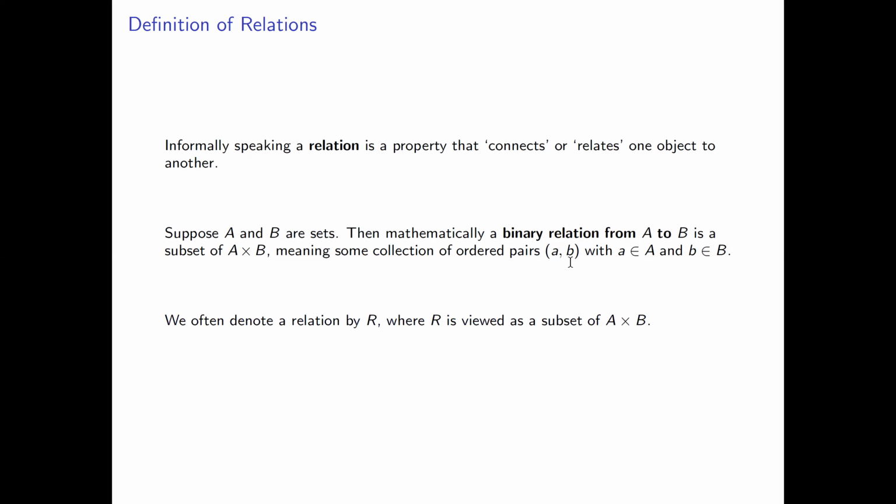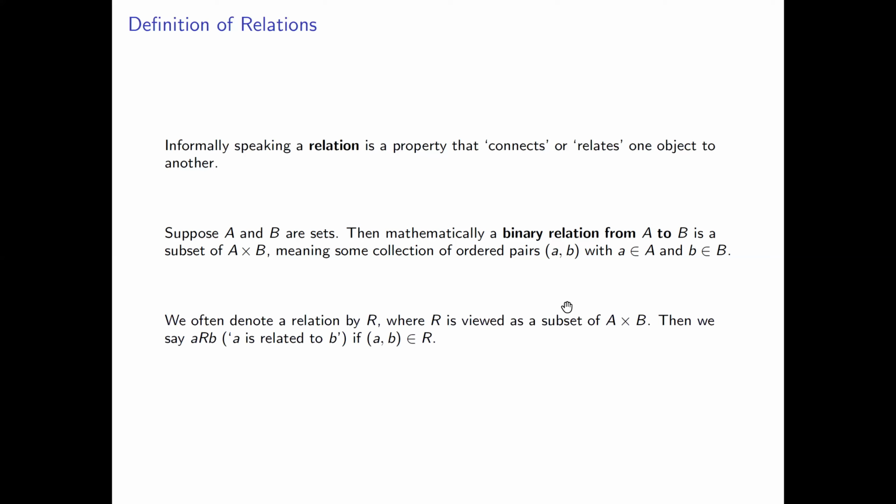We'll very frequently denote a relation by capital R. R is just for relation. Remember from the definition up here, R is going to be viewed as a subset of the Cartesian product of A and B. So R is some particular choice of a collection of ordered pairs where the first element in the ordered pair is from A and the second element is from B. The ordered pairs that are chosen are all the different pairs of elements which are related to one another by R.